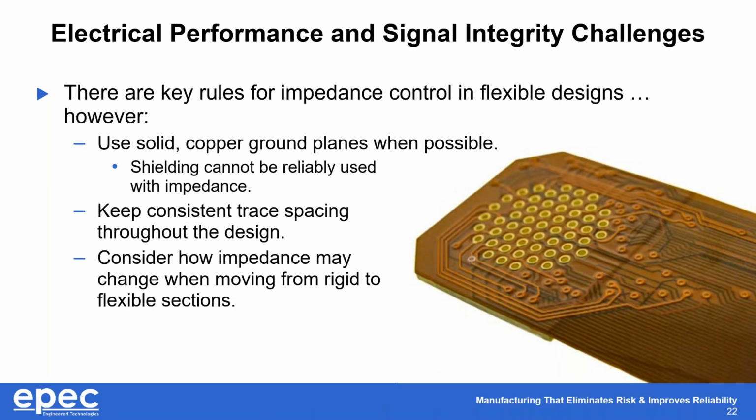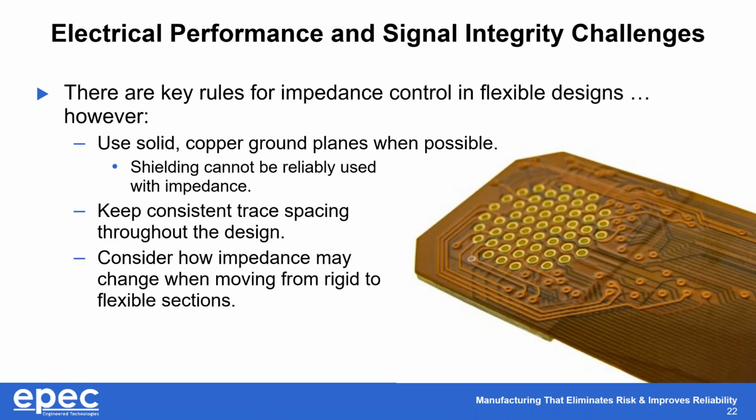And there are key rules for impedance control. So I touched on one of these earlier. You're going to use solid copper ground planes when possible. It's essentially just better for signal integrity for impedance to be used that way. A question we've had brought up many times is if shielding films can be used with impedance, but unfortunately, they're not exactly made to perform the reference ground that impedance needs. So shielding films can't actually be used for impedance reliably.